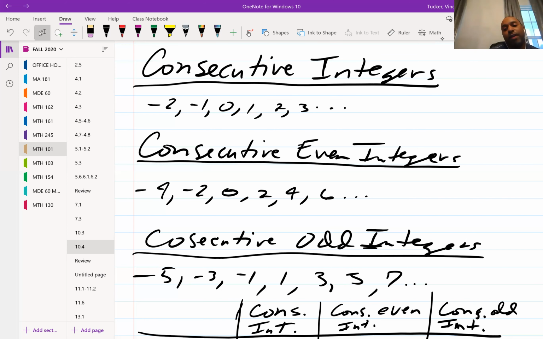And then consecutive odd integers. Same type of thought process. So you're talking about 1, 3, 5, 7, or negative 51, negative 53, just odd numbers that are back to back. Once again, these are integers, so no decimals, no fractions.